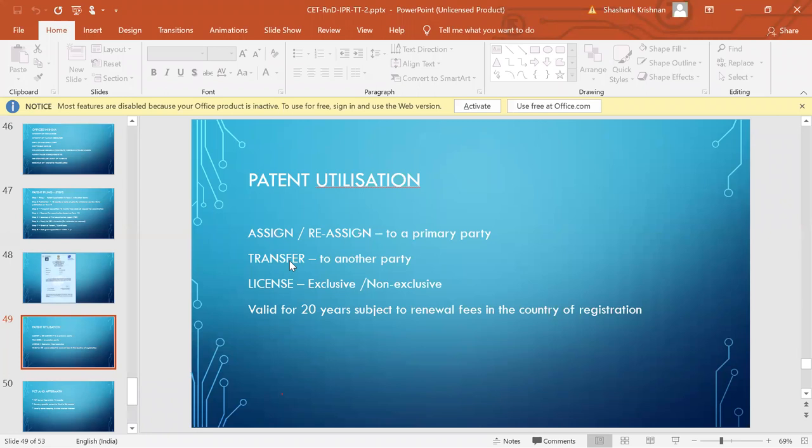Second is transfer. That's also similar to reassigning. The only difference is that it goes as a part of the technology transfer in case you wish to. Otherwise, it becomes only a license for a period of certain years. This license can be exclusive, that means it is given to only one party. It cannot be given to any other party. It can be non-exclusive also. The same technology or patent can be given to more than one organization or industry, then it becomes non-exclusive. And as you all by now realize, it is valid for 20 years, subject to renewal fees in the country of registration.